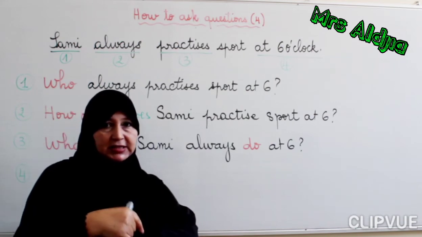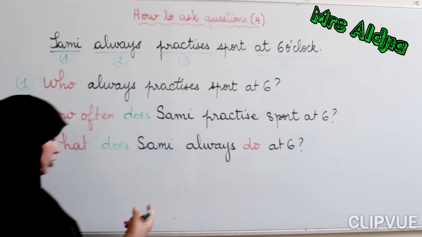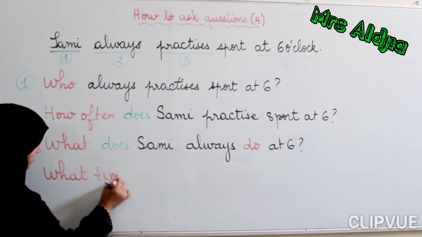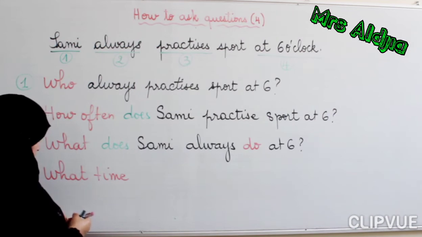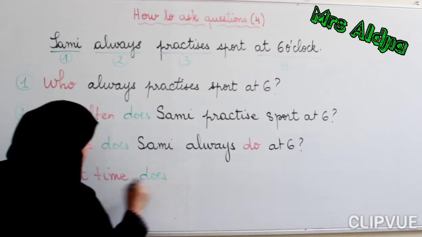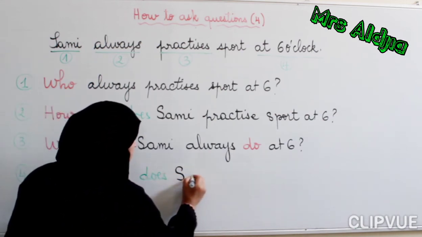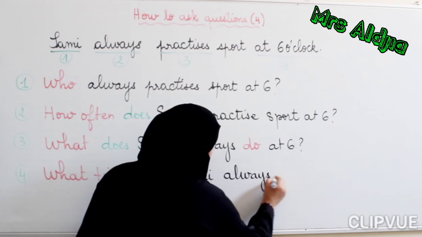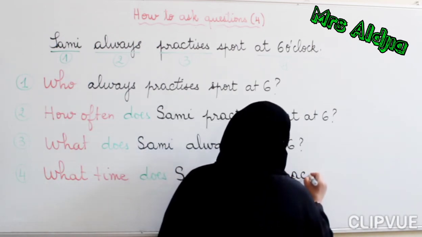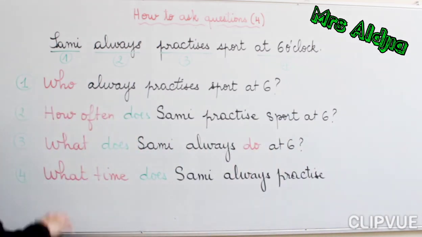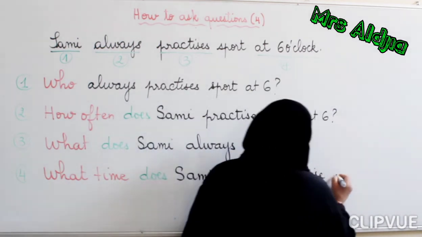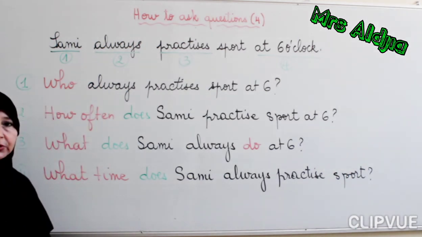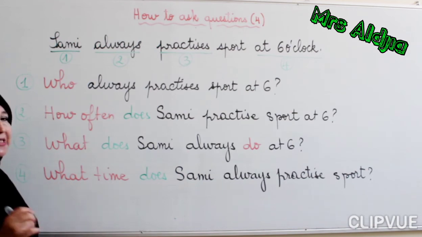At 6 o'clock, what is it? It's time. Okay. So, what's the question word? It's what time? Good. What time? Now we have the auxiliary. Does. What time does Sammy always practice? So we have the auxiliary, so we have an infinitive for practice sports. He always practices sport at 6 o'clock.